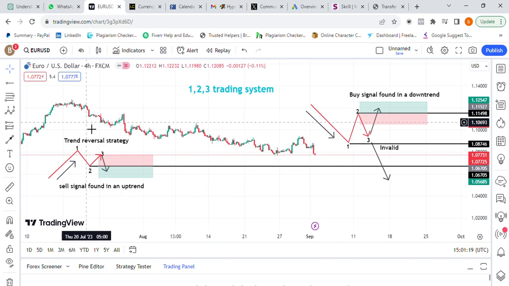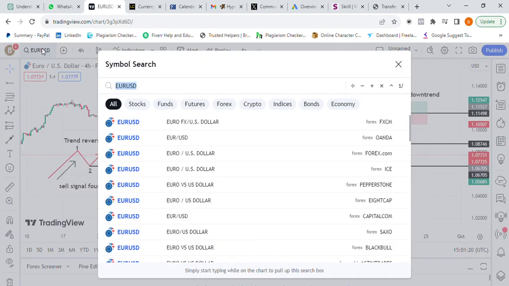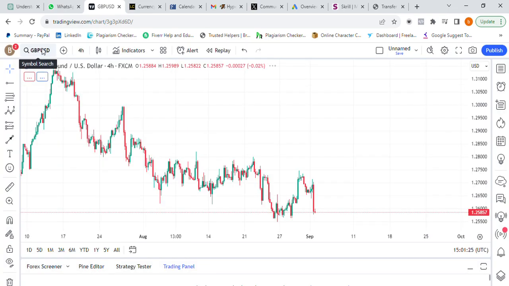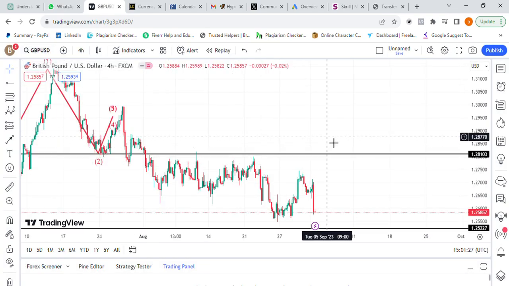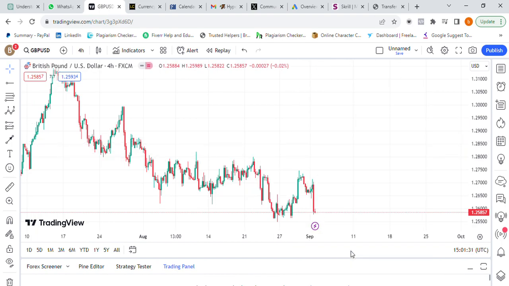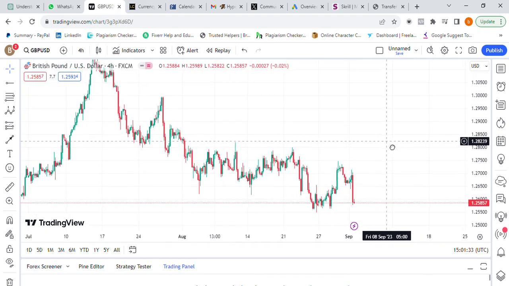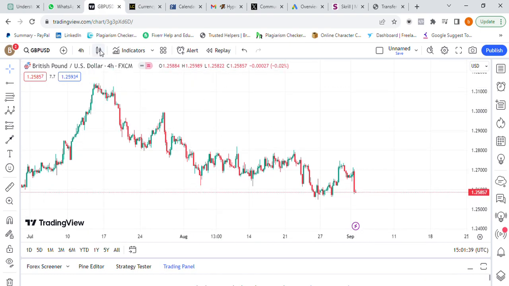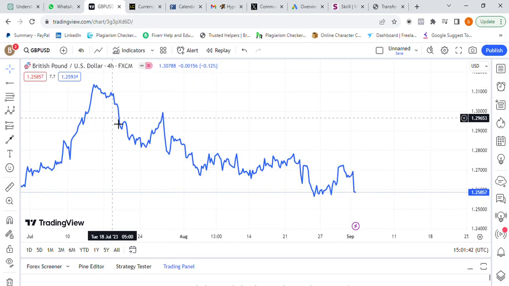Let me go to GBP USD. Let's leave this place. GBP USD. Okay, this is GBP USD now. Let me remove every drawing I have here. Now what I want to do in this video is use a line chart. I think the line chart is easier for us to cut than a candlestick chart. So I'll change my chart here to a line chart. This is a line chart.